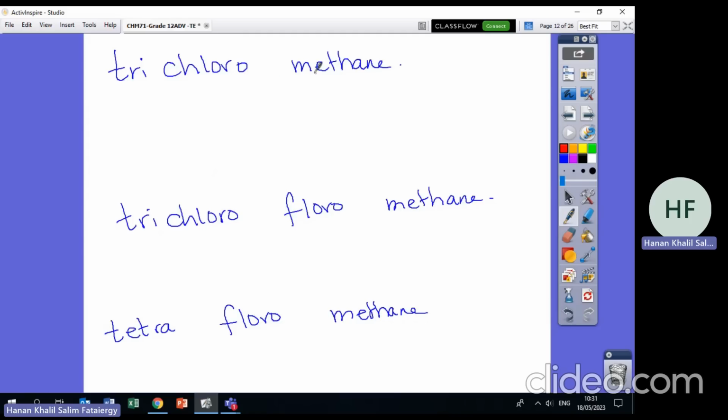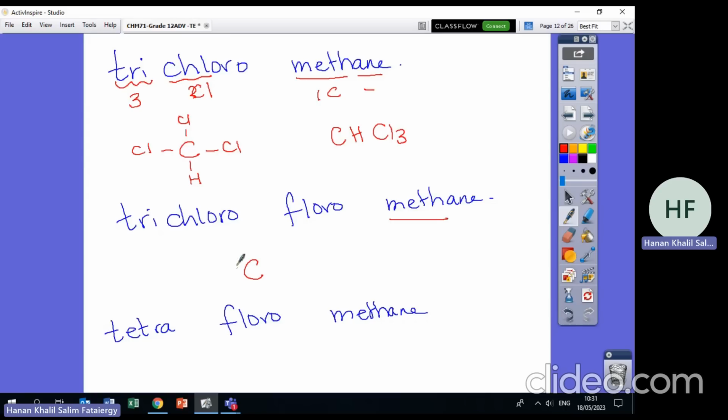Now how will you draw this? Of course meth is one carbon. Ane means single bonds. Trichloro means I have 3 chloro, meaning Cl. So I will have one carbon with 3 Cls. Okay, of course this carbon, how many H's does it need to become 4? I will put 1 H. So what is the formula? CHCl3. Now trichlorofluoromethane.